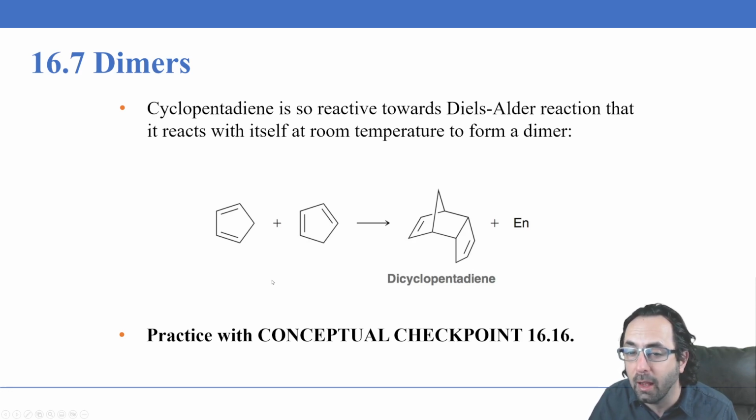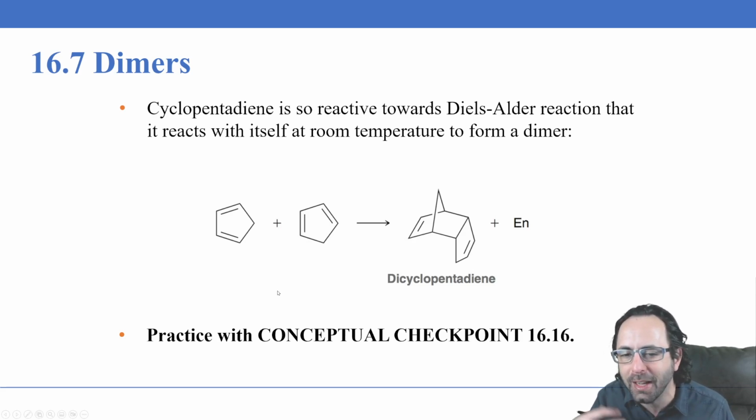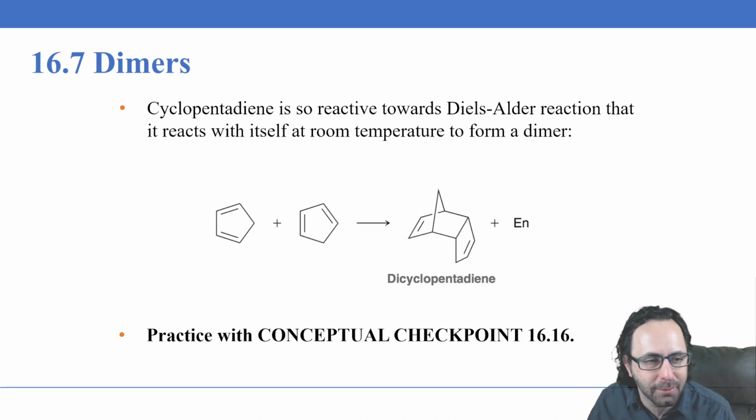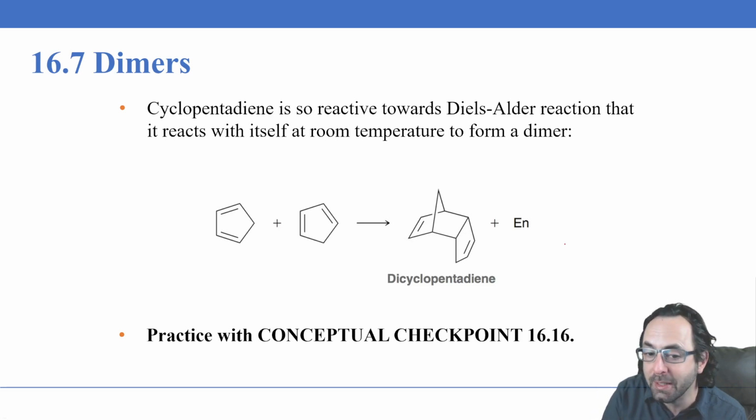So cyclopentadiene is very reactive in Diels-Alder reactions. In fact, it's so reactive that if you want to use cyclopentadiene for something, you've usually got to heat it up first so that you can increase the entropy term and cause it to break apart and undo the Diels-Alder reaction. So cyclopentadiene will react with itself in this fashion.